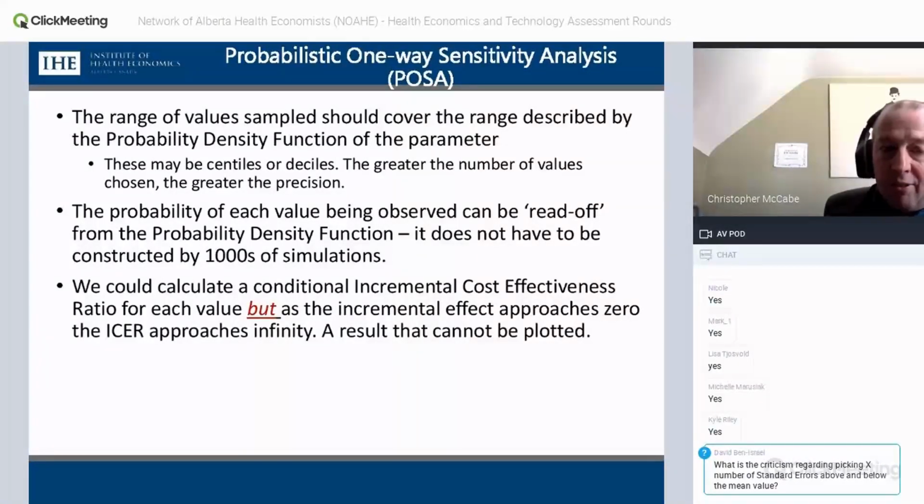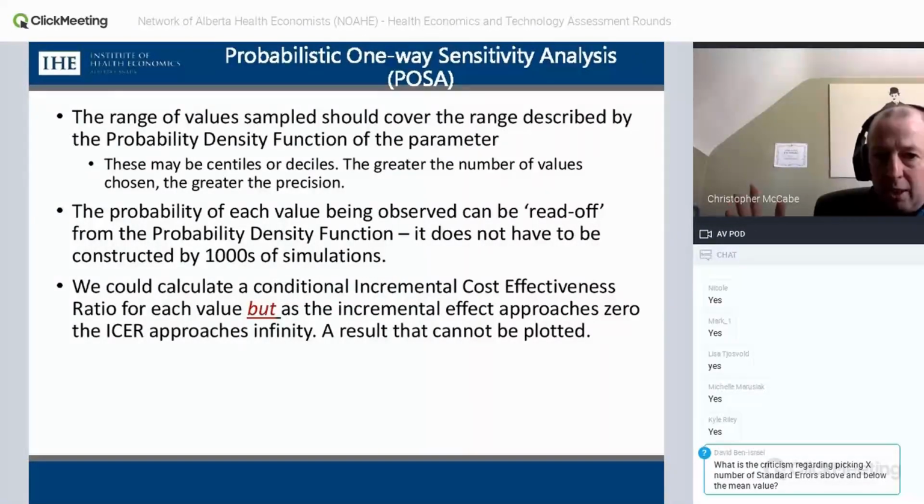So the range of values sampled should cover the range of the probability density function of the parameter. These may be centiles or deciles. We always do the first centile, the 99th centile, and then the 10th, 20th, 30th, 40th, 50th, 60th, 70th, 80th, and 90th. So that gives us the range, but it means that we've covered the range with only 11 outer loop values.